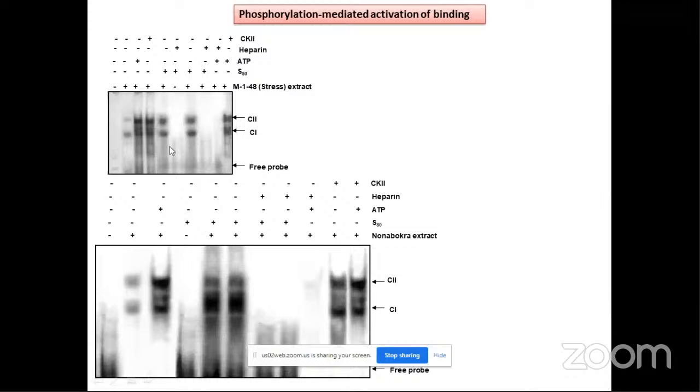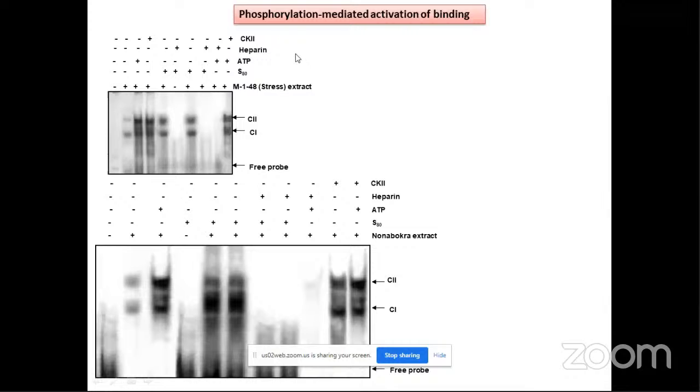So we asked whether the calcium, the kinases or phosphorylation have any role in this binding. When you apply ATP, or when you apply casein kinase 2, mind that casein kinase 2 is one of the proteins which also activates the RAP16A gene or any RAP gene, the binding intensity gets increased. But if you apply heparin, which is a competitive inhibitor, you can see that the binding is abolished.